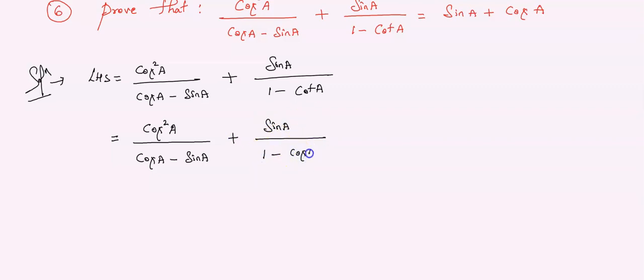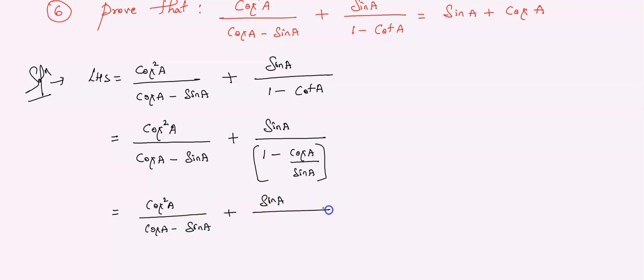Now cot can be written as cos by sin, that is cos A by sin A. Now as we can see, this is the complete denominator. Whenever you get a fraction, try to maintain the bracket so that it will be easy for you to understand. Now, cos square A by cos A minus sin A plus sin A by, now as we can see, this complete term is a fraction. So, what is the denominator? As we can see here, the denominator is sin A.